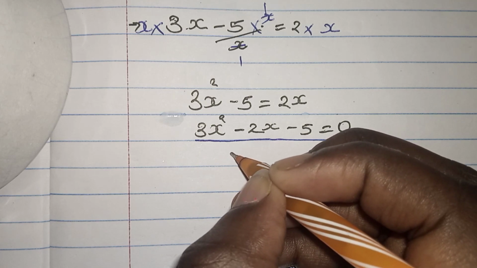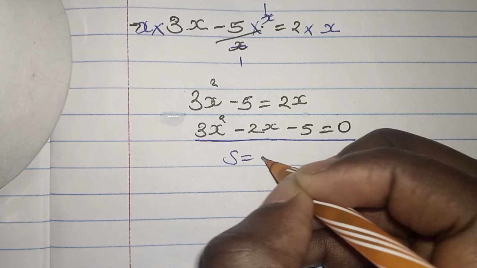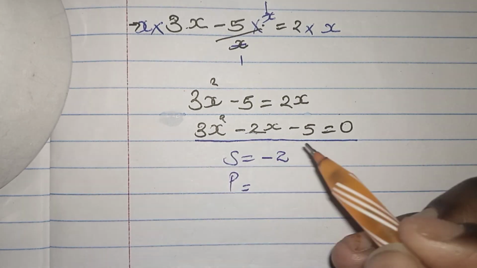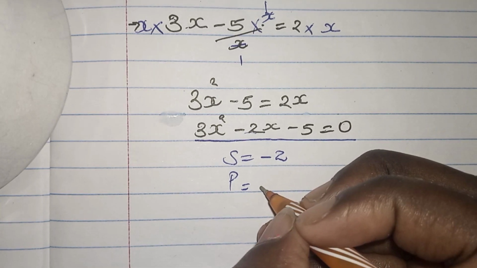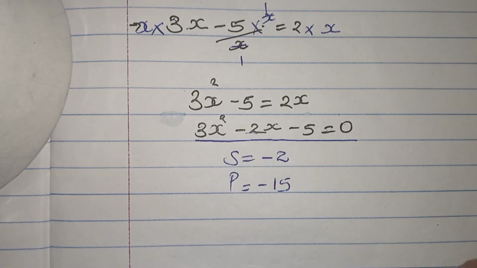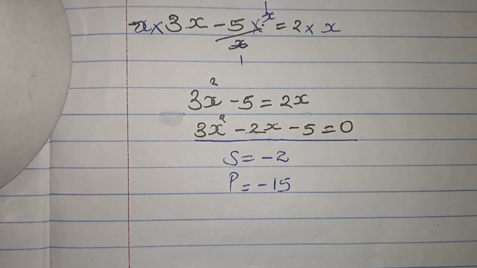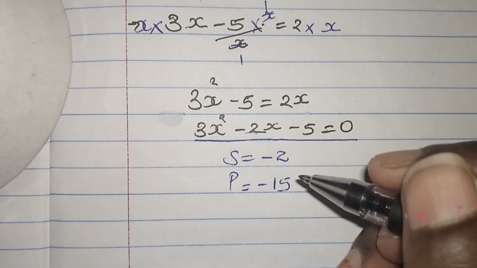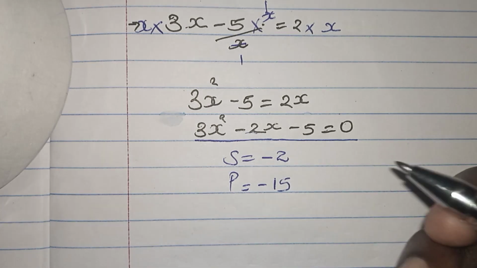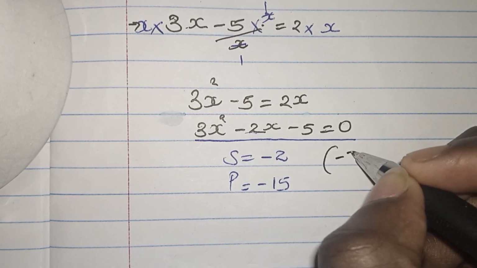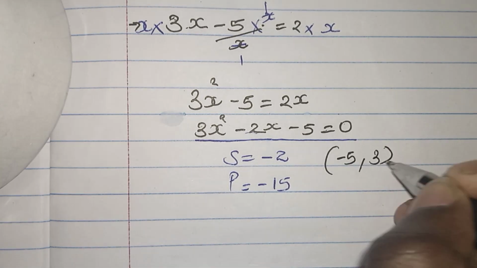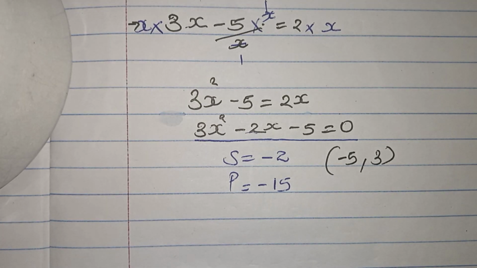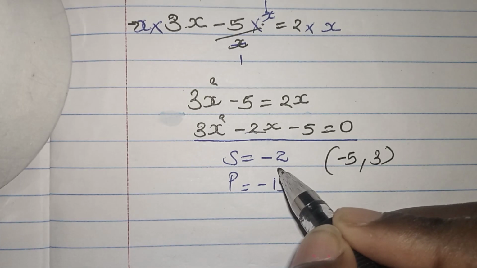So I will write here my sum is negative 2, this one here, and my product, I'm taking A times C. So this is negative 15. So I'll look for two numbers. When I multiply them both, I'm getting negative 15, and when I add them up, I'm getting negative 2. So these two numbers are negative 5 and 3. If I multiply negative 5 and 3, I'm getting negative 15. If I add negative 5 and 3, I'm getting negative 2.